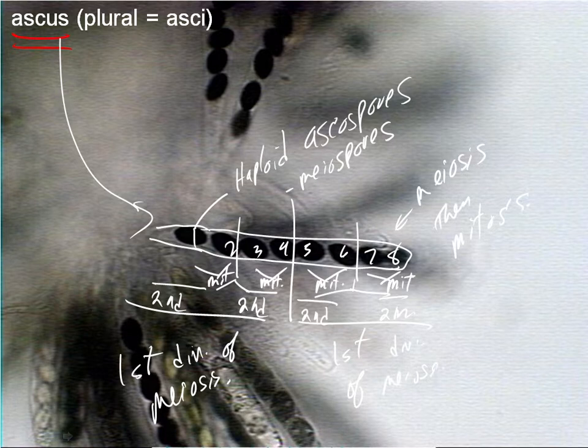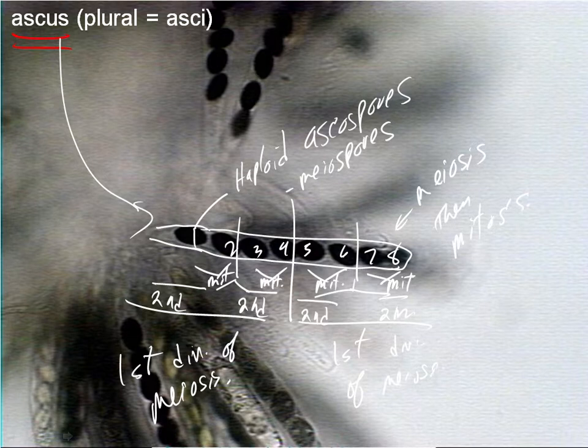It can be grown in petri dishes. It's much easier to work with than Drosophila, but Drosophila, for a number of reasons, turned out to be a more adequate model for what we wanted to do with human genetics and so on. Neurospora, this organism, is not used very often anymore.